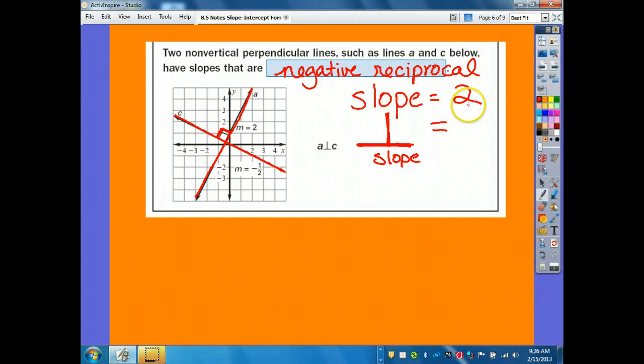Well, wait a minute, I have a 2. How do I flip a 2 over? That's the same as 2 over 1, right? So its reciprocal is 1/2. And now, it's not just a reciprocal, it is a negative reciprocal. So now we don't have 2 over 1, we have the reciprocal 1 over 2. And this is positive, so this one has to be negative. If this had been a negative 2, what would our perpendicular slope have been? A positive 1 over 2.